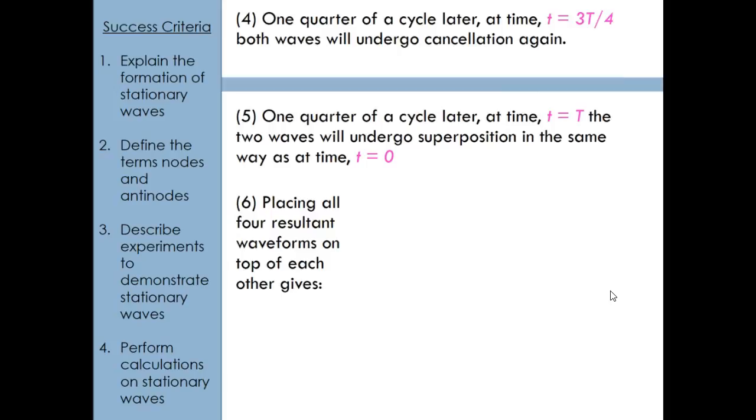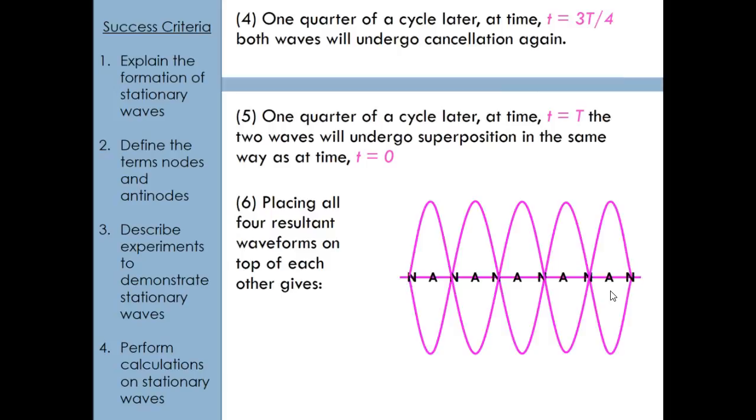Now, if I put all those waveforms on top of each other, it looks like that. What you can see here is that there are points, where these ends are, where no matter what point I am through the cycle, the displacement is 0 at every point. And there are points exactly halfway between each of these ends that I've labelled A, where I seem to get these maximum, these really big amplitudes, and it varies from being a positive to a negative amplitude, but I get a very big variation.